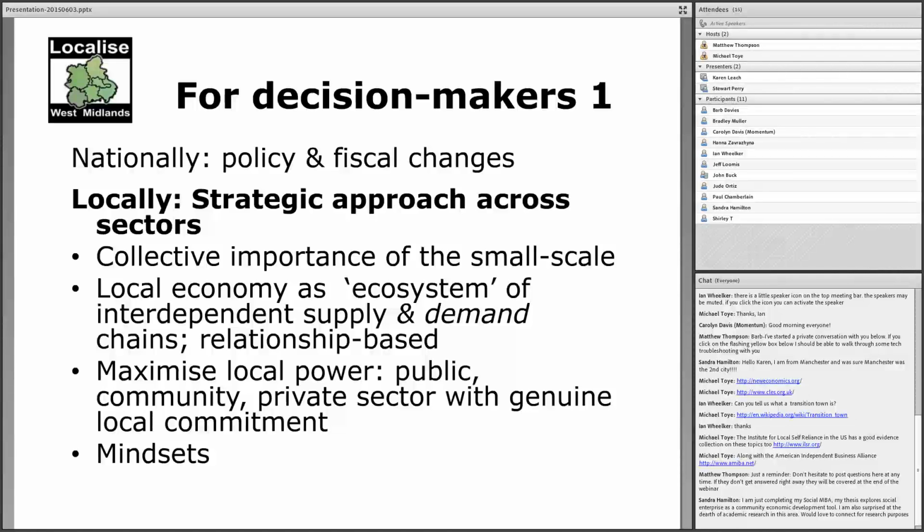Obviously, nationally, we made a set of recommendations around policy and tax and subsidy change. But in terms of a local approach, we're talking about a strategic approach across different sectors, which again is a common theme in CED. It's about understanding the collective importance of the small scale. It's about treating the local economy as an ecosystem of independent supply and demand chains and creating a relationship-based economy. It's about maximising local power over local decisions instead of handing them to absentee landlords, and putting people with genuine local commitment into important positions. So much of that's about seeing things differently and changing cultures.